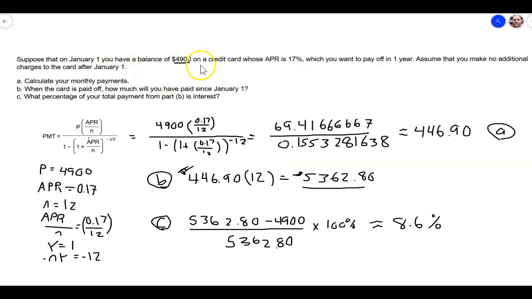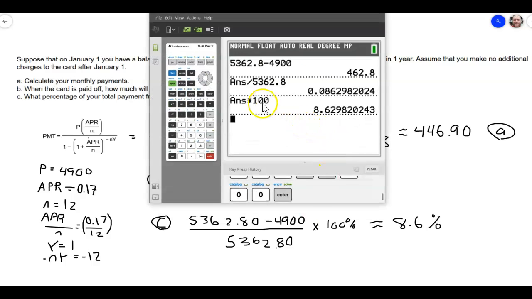So that's a good amount of interest. You could have saved up and bought whatever you wanted to buy for the $4,900, but by putting it on your credit card, you ended up spending an extra, what was it here? An extra $462.80. What could you have bought? Oh, you could have bought a 60-inch TV. You can get those for about $460. So that's how you can think of it.